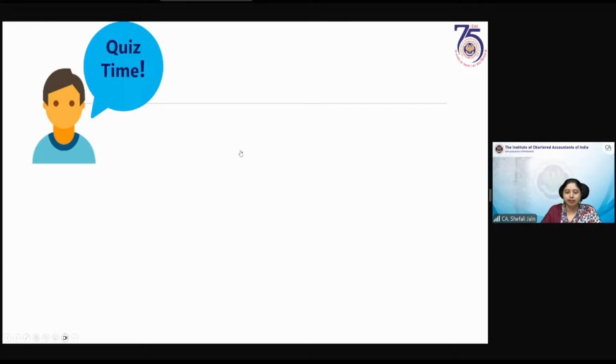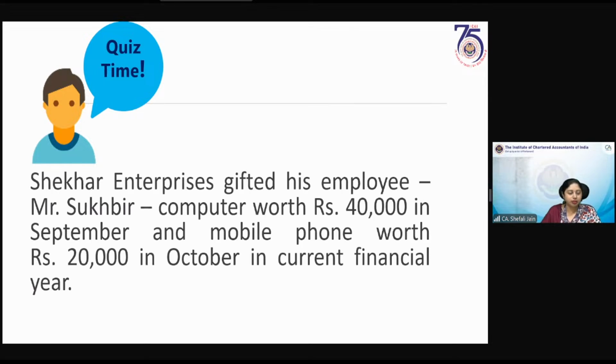Okay. Now let us see the next question. Shekhar Enterprises gifted his employee, Mr. Sukhbir, a computer worth rupees 40,000 in September and a mobile phone worth rupees 20,000 in October in the current financial year. Now tell me whether it is a supply or not.